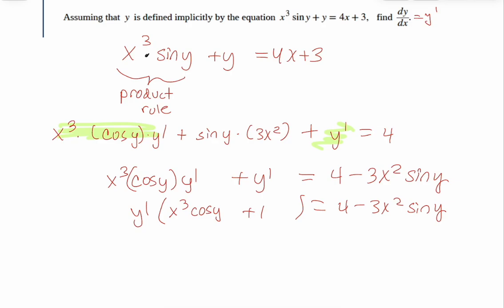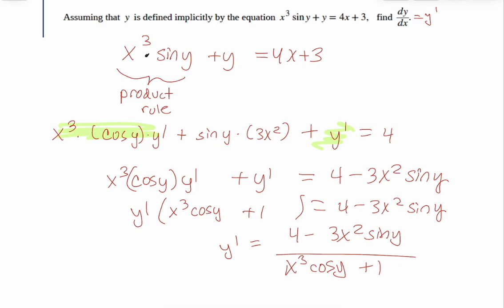Now y prime is being multiplied by that quantity, so how are we going to get rid of this quantity? We just divide it off. And that's what the last step said. And so y prime is just 4 minus 3x squared sine of y over x cubed cosine of y plus 1. So you'll notice we have x's and y's all mixed up.